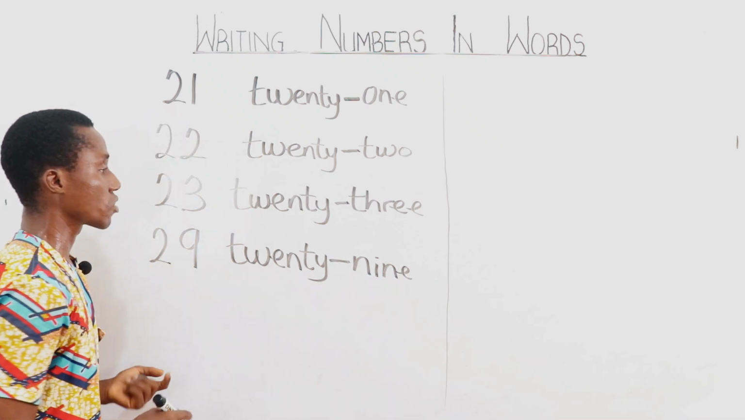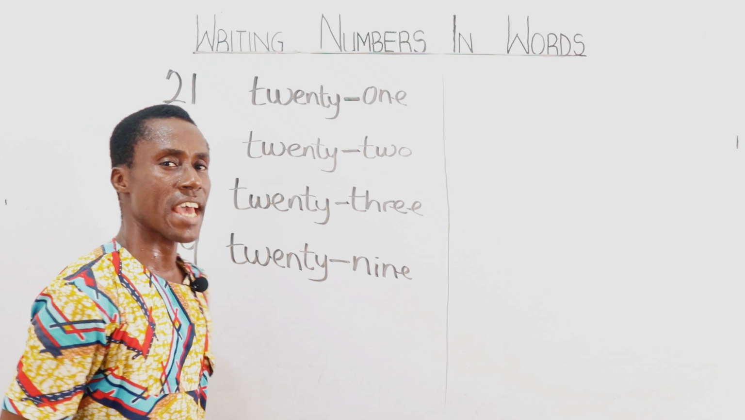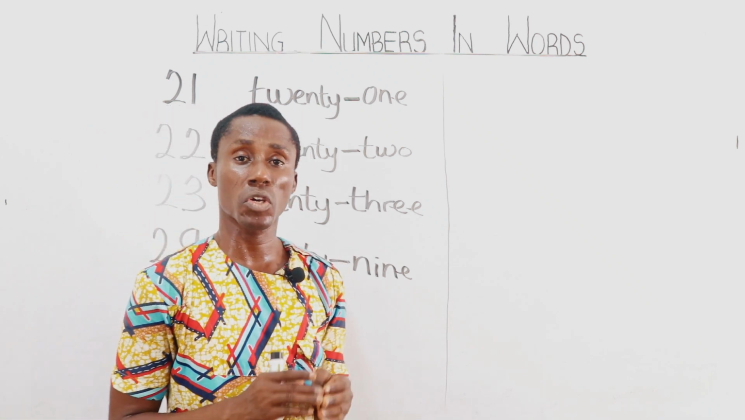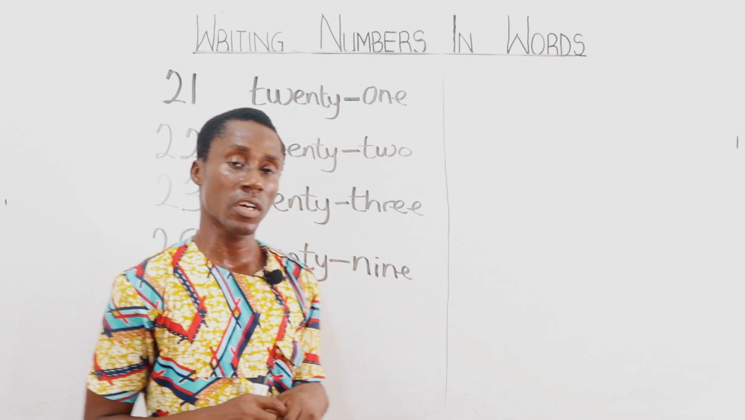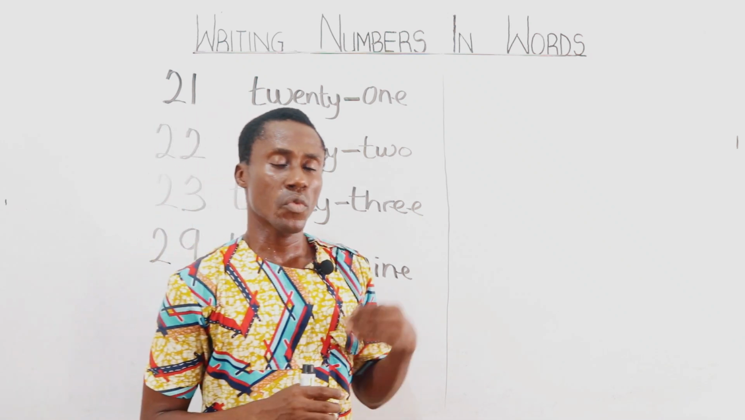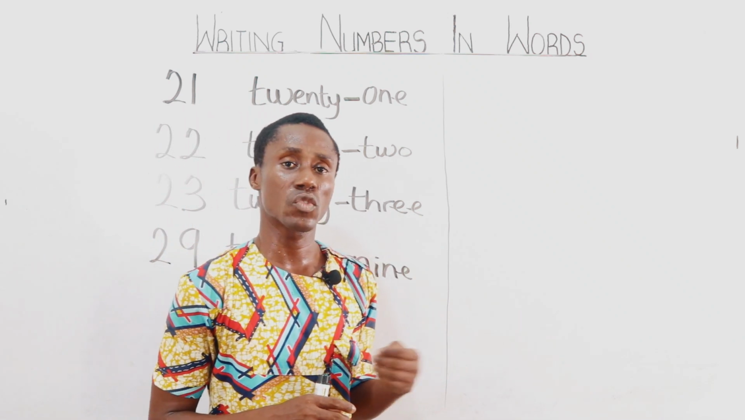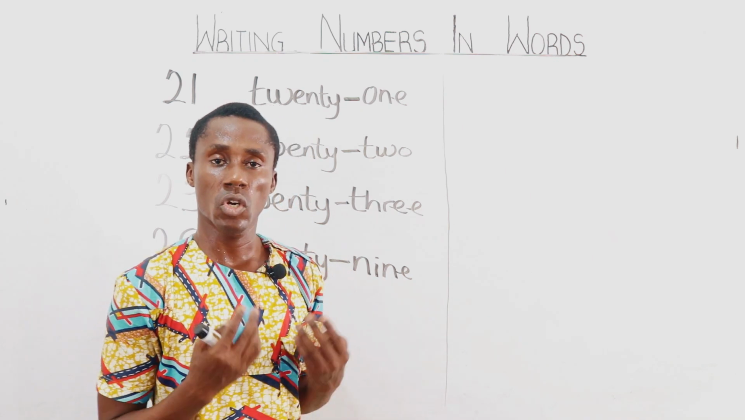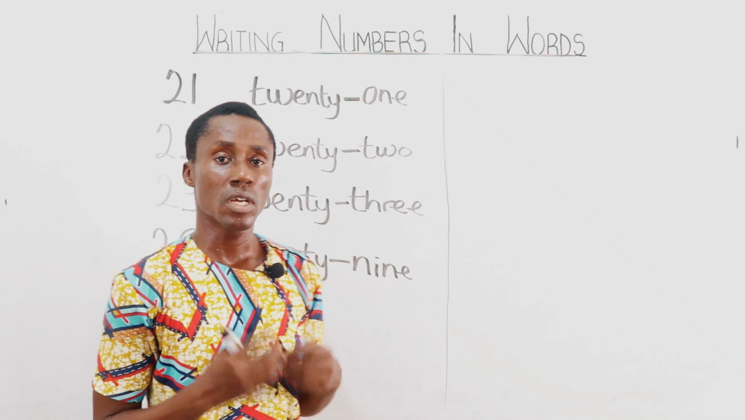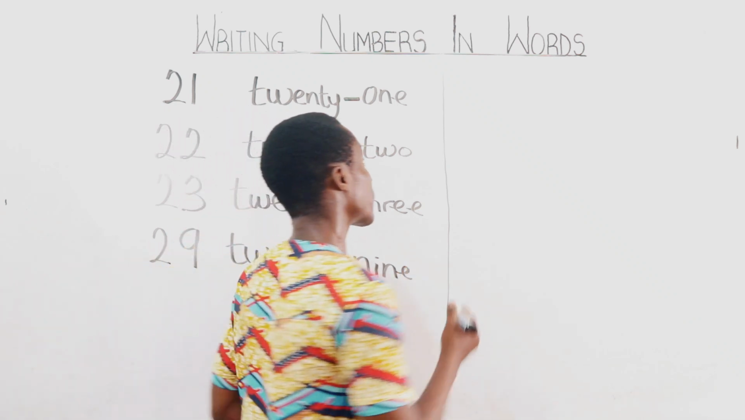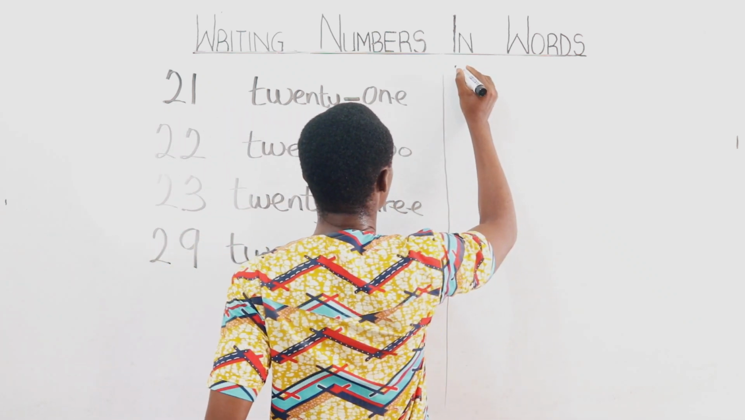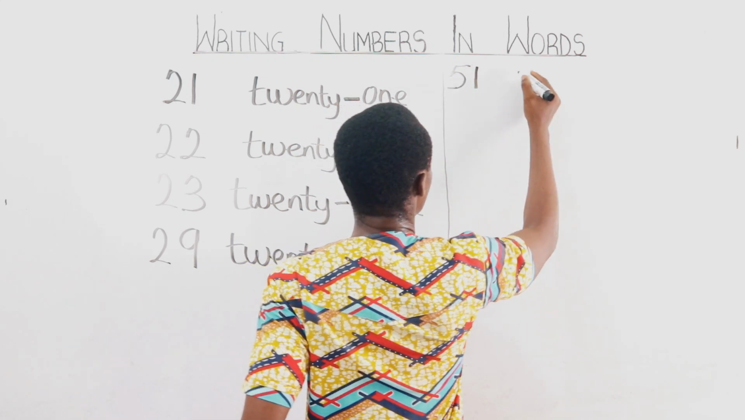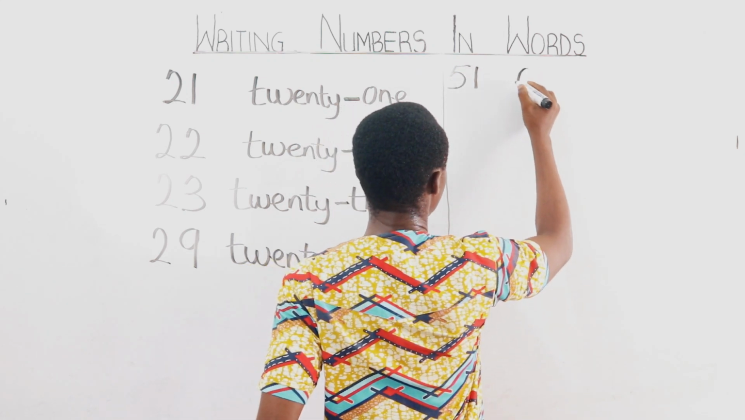Okay, very good. Now that we have a good idea about how the compound numbers are written, we can follow the same way to write the rest of the compound numbers on our own. For example, let's say we want to write 51, and we are going to write 50.